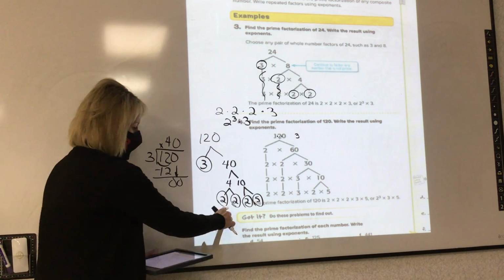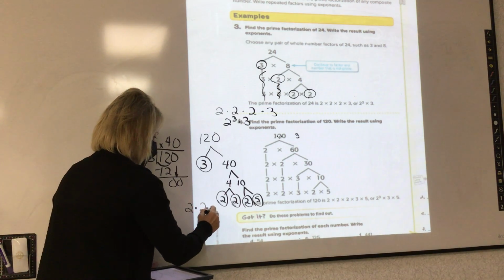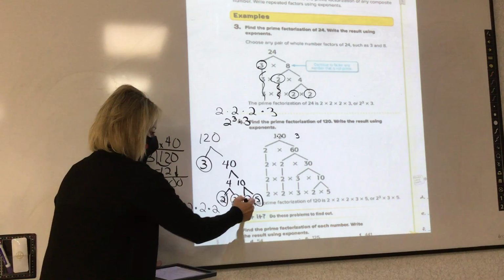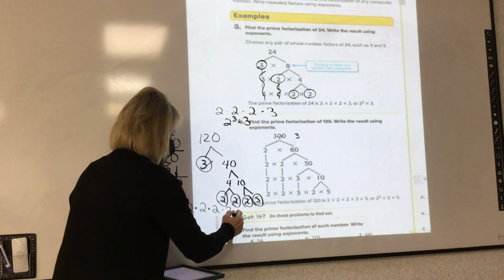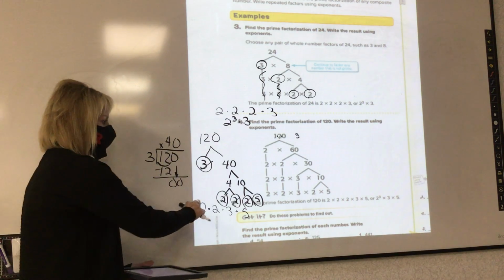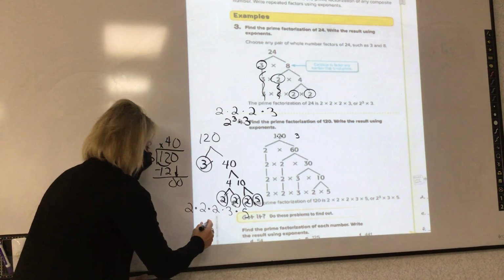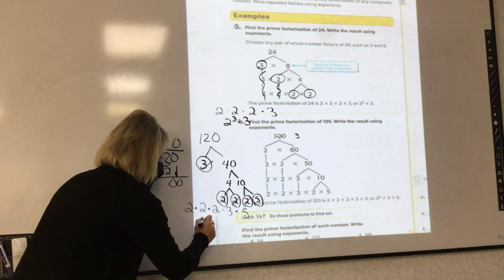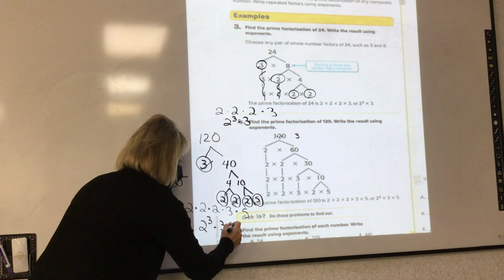Now when I write it, I start with my lower numbers. So 2 times 2 times 2. Got those done, mark them out. Times 3, mark that out. Times 5. So, using exponents, the only ones I can use exponents for are these right here. So this would be 2 cubed times 3 times 5.